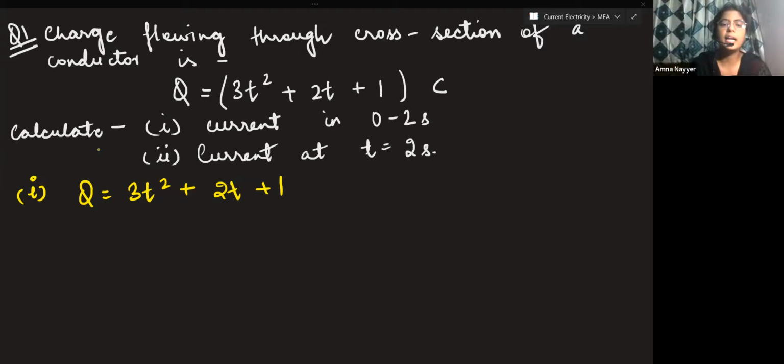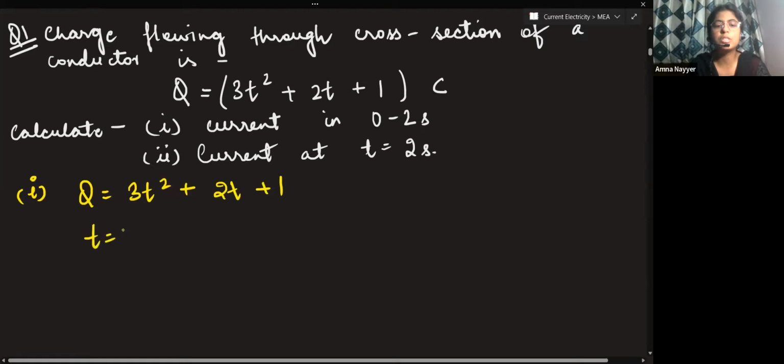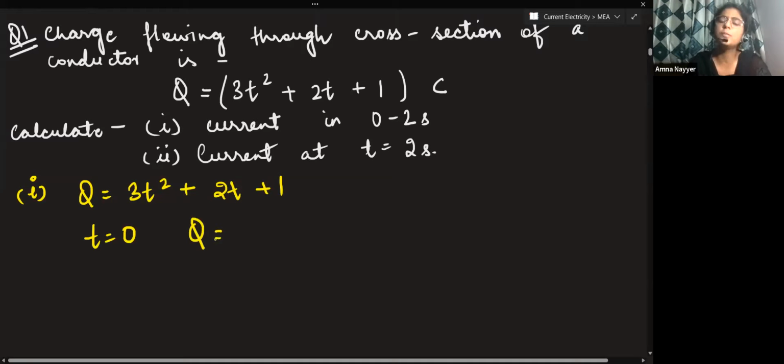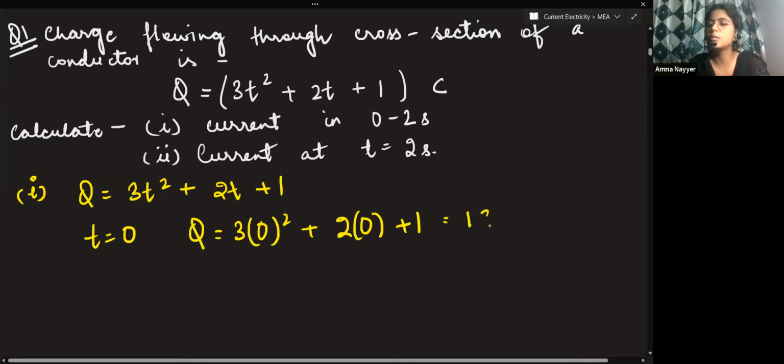All right. Now at t equal to 0 seconds, first let us calculate the charge. So Q, just put t equal to 0 in the whole equation which you have. So this becomes 0 square plus 2 into 0 plus 1. So this ultimately becomes 1 coulomb.